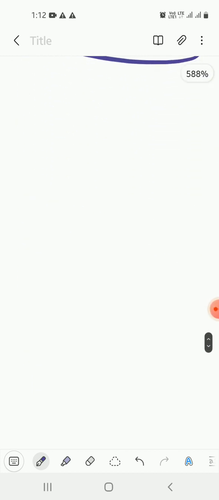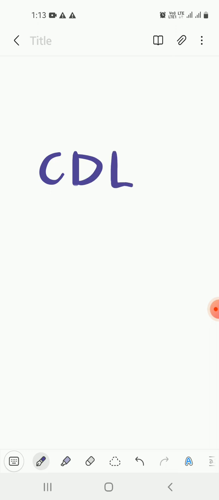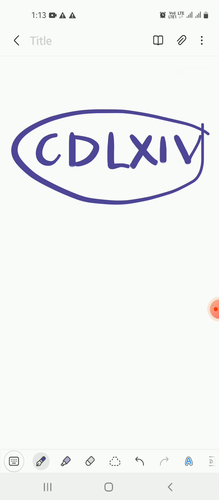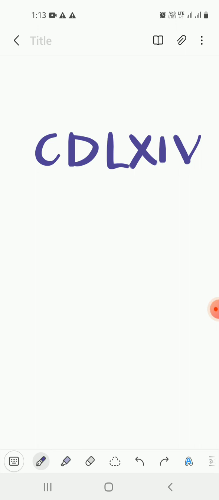Next type of question would be, for an example, you're given a Roman number and you have to convert that into Hindu Arabic numerals. For an example, you're given a number CDLXIV. How are we going to write this number in Hindu Arabic? Over here you can see, first step, spot the biggest symbol. The biggest symbol over here is D.